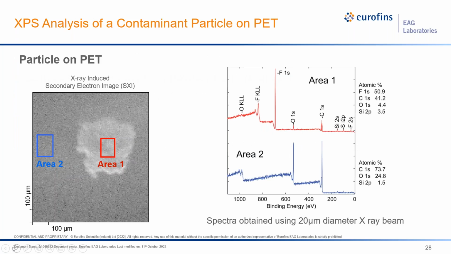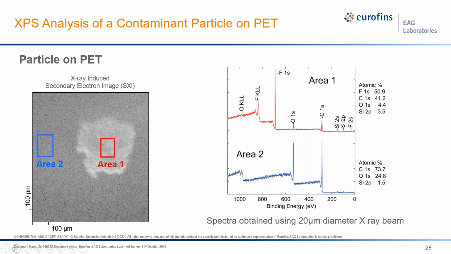The first example is this contamination particle on the surface of PET, polyethylene terephthalate. The particle is pretty small, and we had to use a 20 micron diameter X-ray beam, and we analyzed two locations on the particle itself and also outside of the particle as a control, area 2.